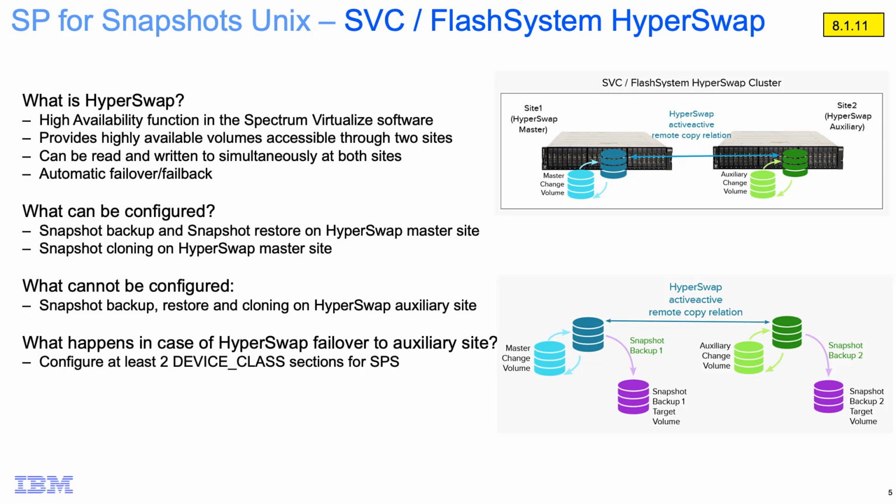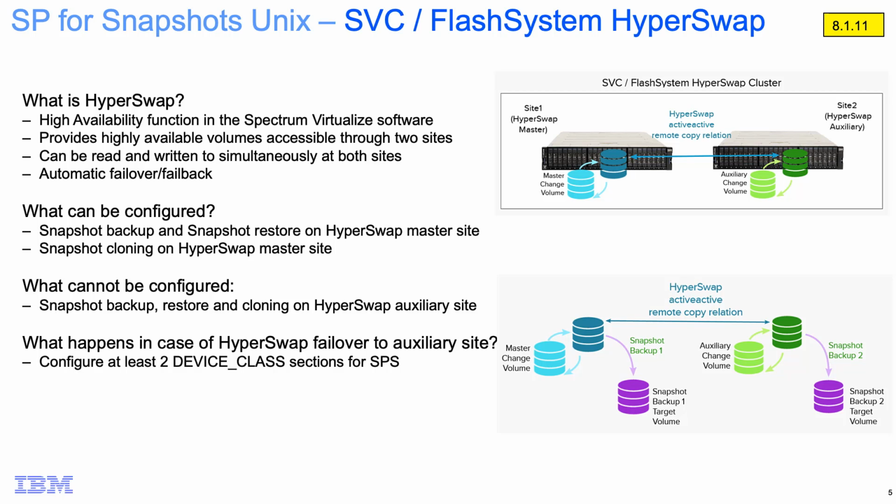Continuing with Spectrum Protect Snapshot for Unix. With version 8.1.11, we are going to support SVC's file systems using HyperSwap. So HyperSwap is a high availability function available for the SVC family of software. So it's available for all of the arrays that use SVC as a basis. And it provides high availability volumes accessed through two different sites.